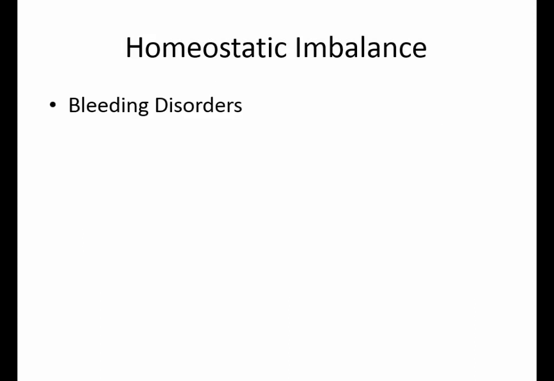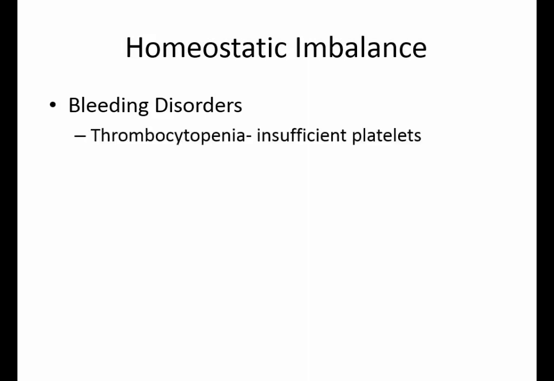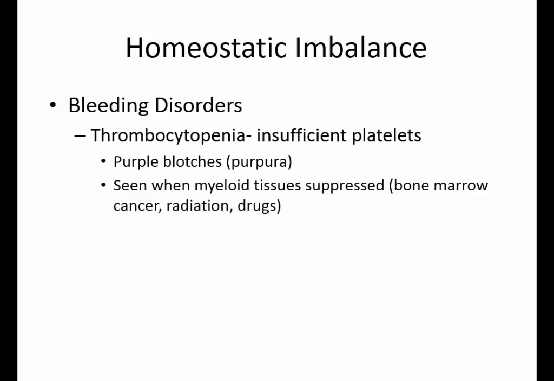Bleeding disorders occur when we have blood that will not clot appropriately. And basically there are two types of bleeding disorders. One is thrombocytopenia. In thrombocytopenia, we do not have enough platelets. As a result, we'll start getting purple blotches under the skin. This is known as purpura. Thrombocytopenia is most commonly seen when the blood-forming tissues, the bone marrow, is suppressed in some way. This can occur whenever we have leukemia, if the patient undergoes radiation, or is on various chemotherapeutic drugs.